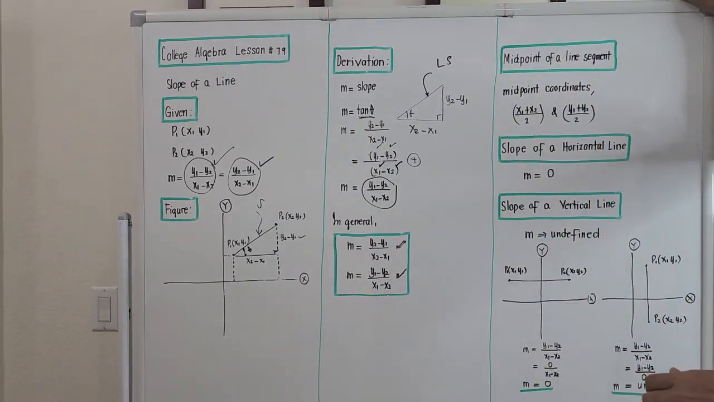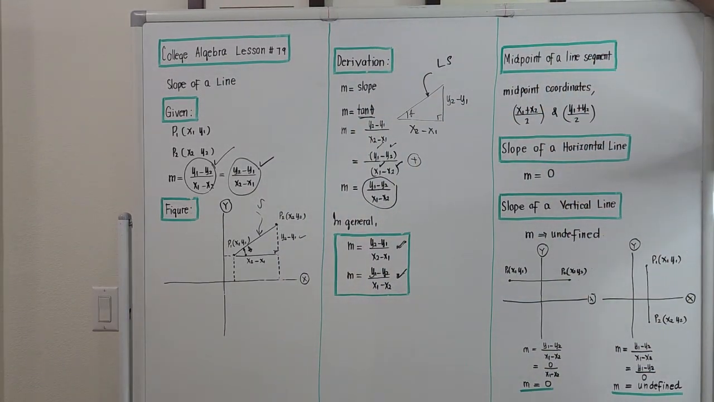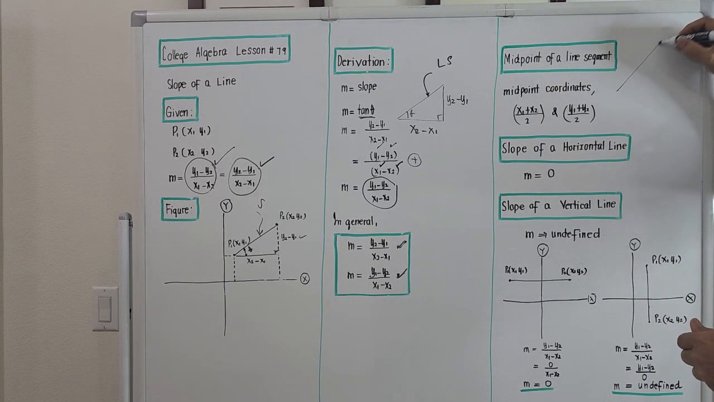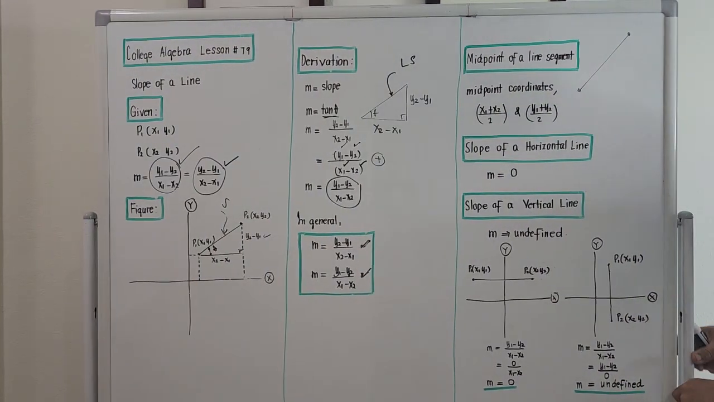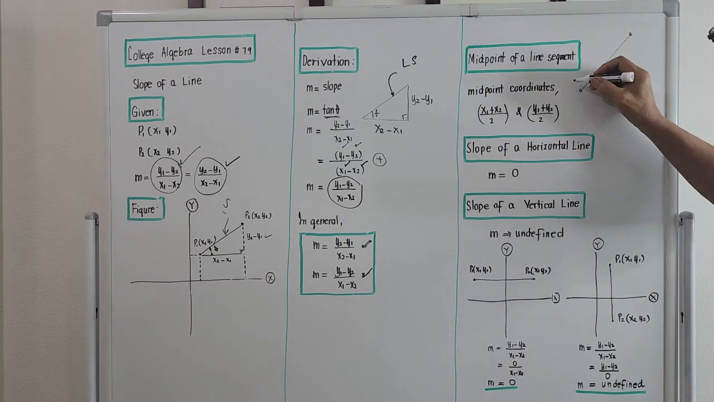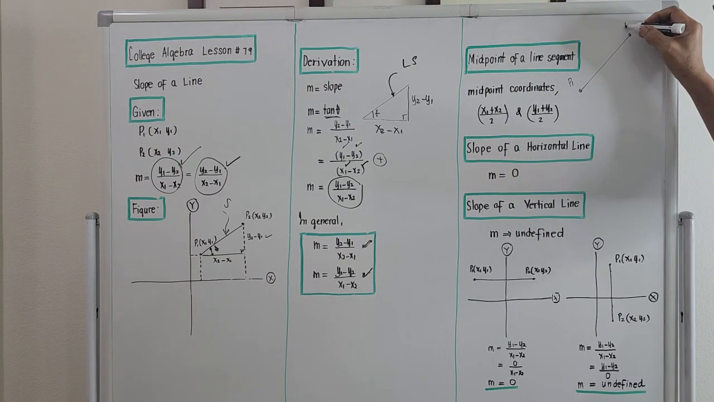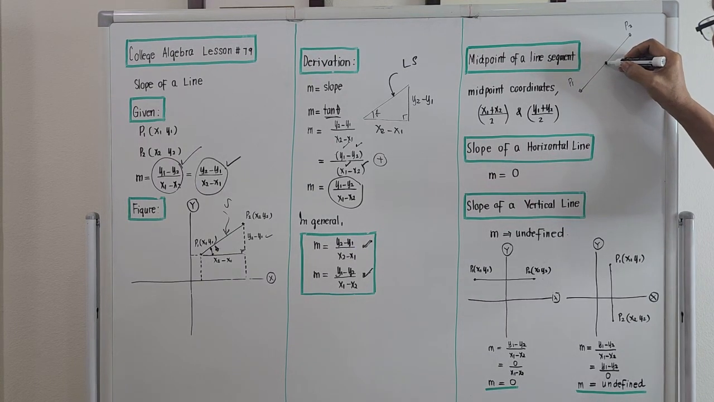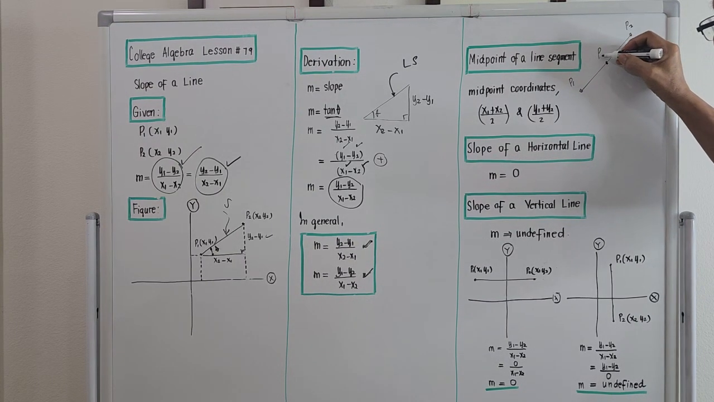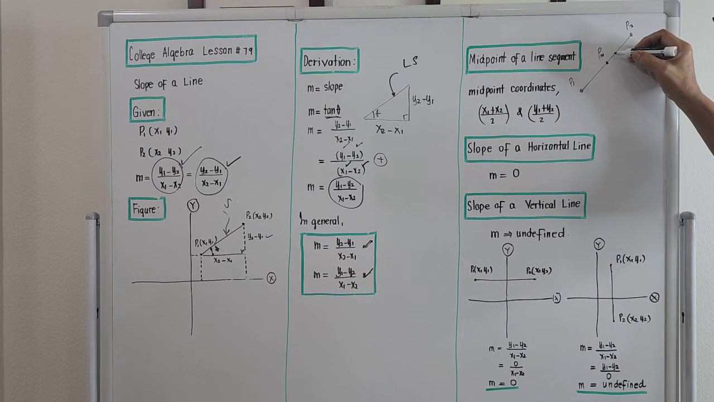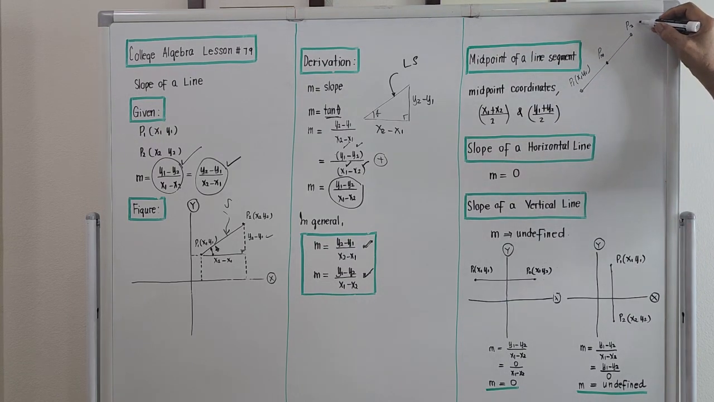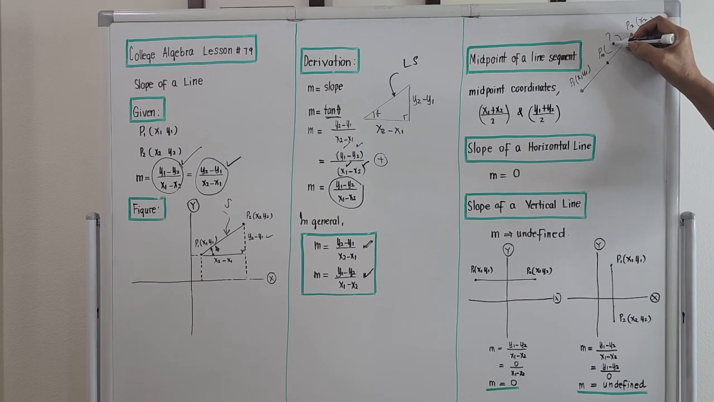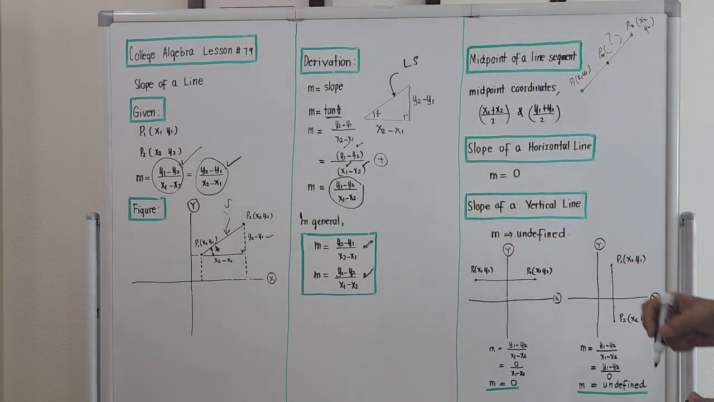Next one. For the midpoint of a line segment, if we are given the line segment, right? Am I still on camera? This is p sub 1. This is p sub 2. If we try to compute for the coordinates of the midpoint, okay, P1 is with coordinates x1, y1, P2 is with coordinates x2, y2, and we are asked to find the coordinates of the midpoint.